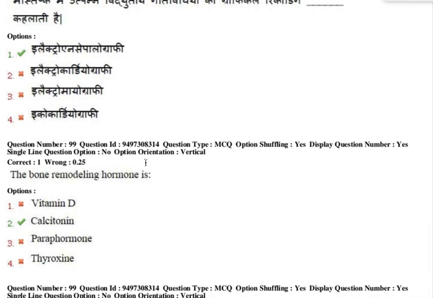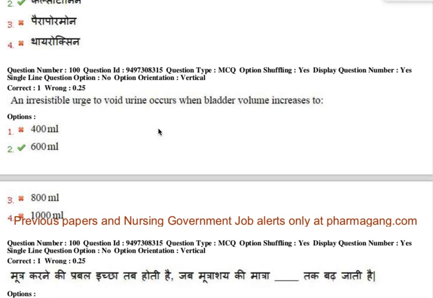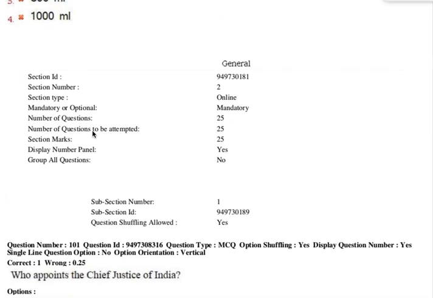Next question, question 99. The bone remodeling hormone is? Right answer is second, calcitonin. Calcitonin is the bone remodeling hormone. Next question, an irresistible urge to void urine occurs when bladder volume increases to? Right answer is 600 ml. Next question.